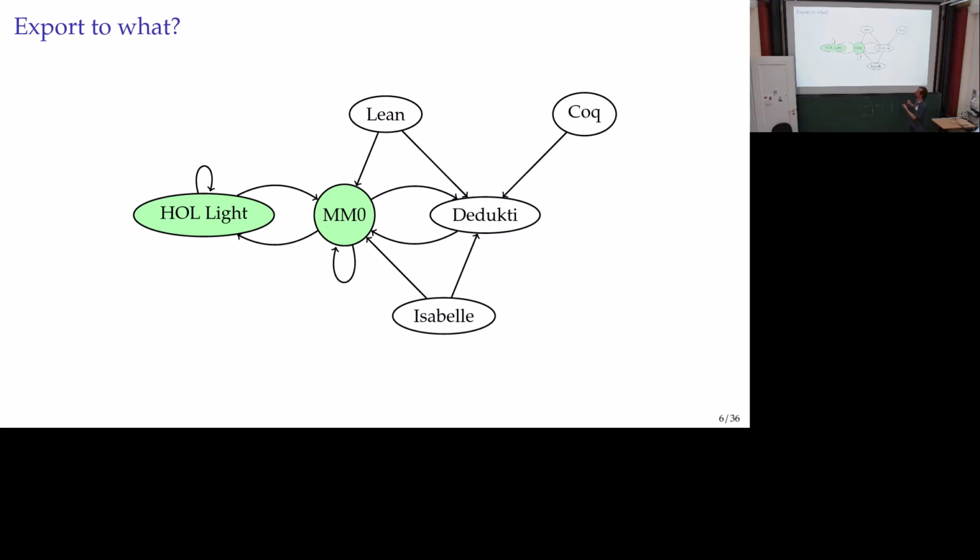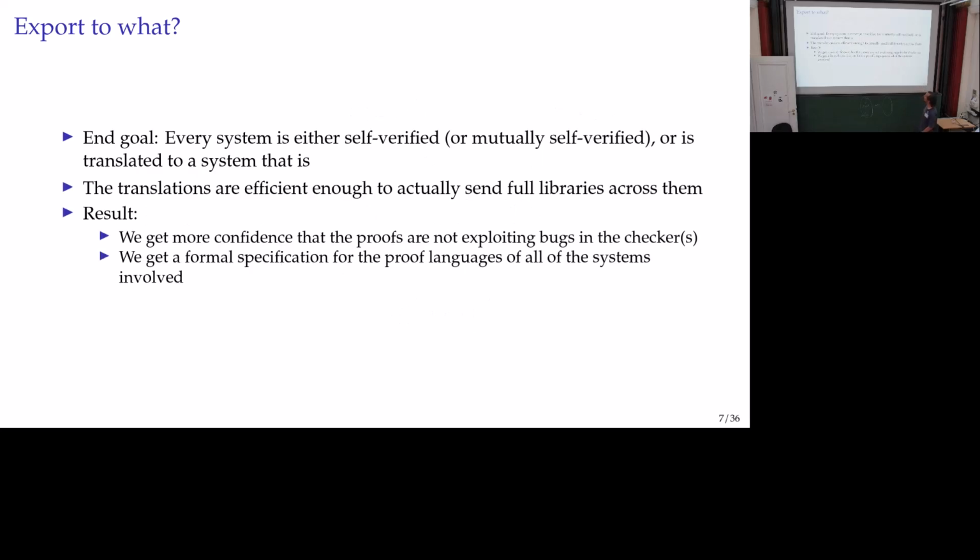If you've studied any of these systems, then maybe you'll have one that you're most familiar with, and this will allow you to look at the stuff that some other guy has done, and pull it into your system and say, oh, I understand it now because it's written in a language that I know. So again, the end goal here is that every system is either self-verified or mutually verified, or is translated to a system that is. And moreover, these translations have to be efficient enough to actually send full libraries across them.